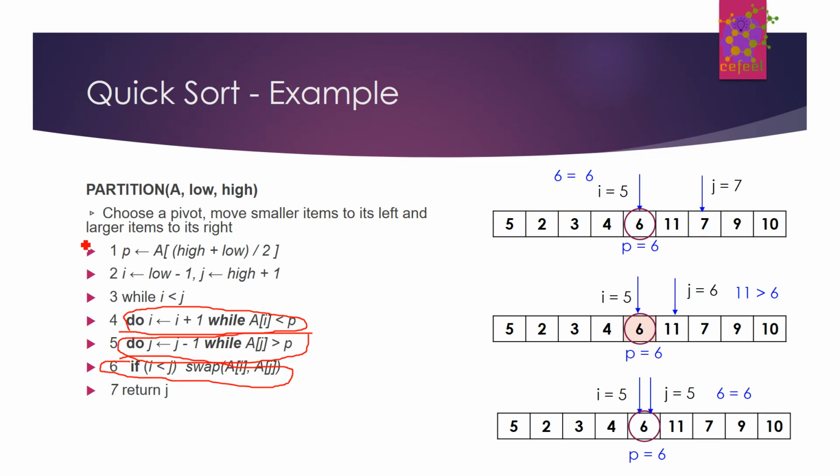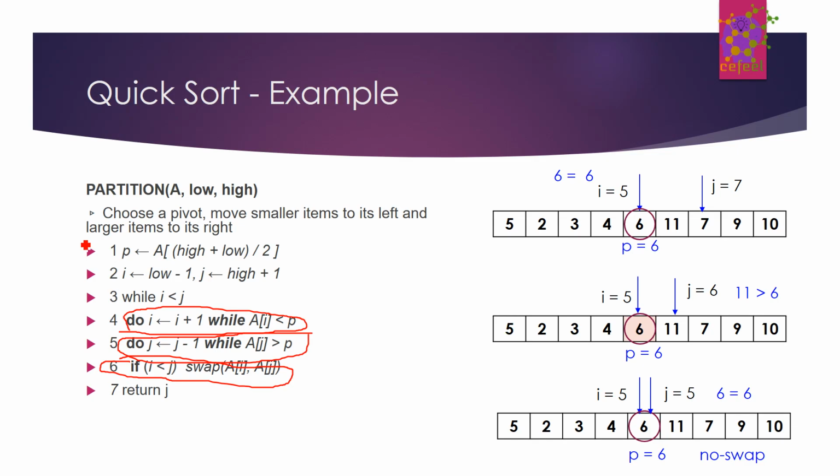Now notice what will happen in step 6. It will check if i is less than j, but notice i and j are pointing to the same location, so i is not less than j, so there will be no swap here. j will stop here, but there will be no swap, because there is no need to swap either. i, j and the pivot are all pointing to the same location.